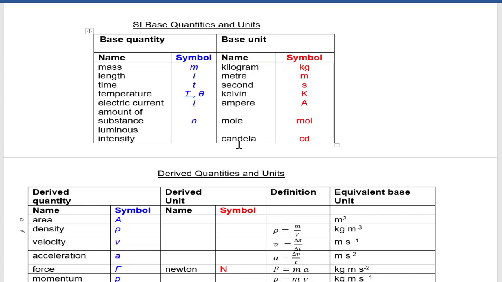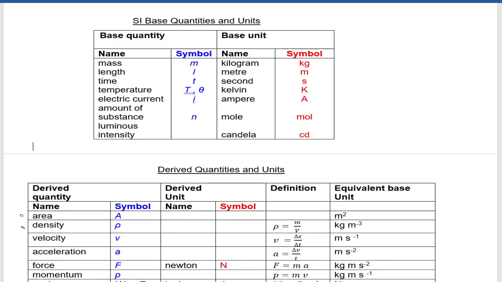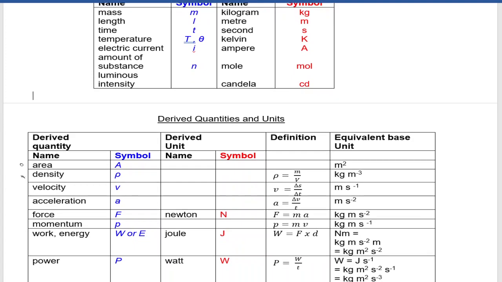Right, we then have what are called derived quantities and units. These derived quantities have to be arrived at by using a defining equation. So the defining equation normally has these base units or base quantities and some of the derived quantities as well. Also, all derived quantities, they come from base quantities. The first one is area.